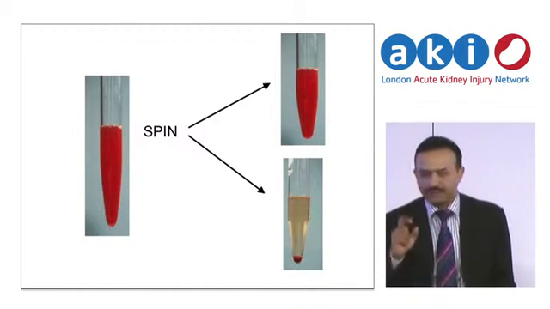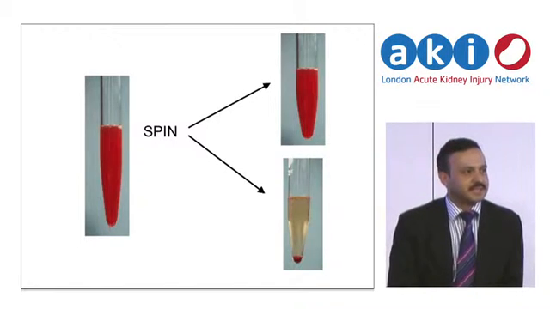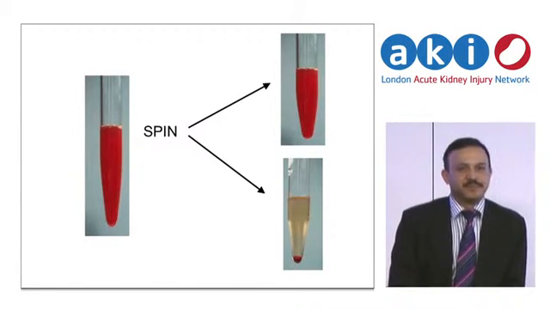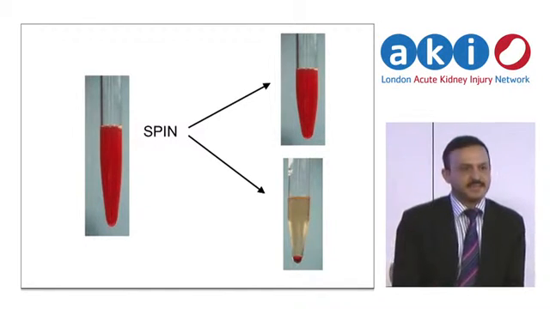So in this patient of ours, we spun the sample, and rather than becoming clear like in the bottom tube, it remained red. So what do you want to know? What's the next test? The red stuff didn't settle down to the bottom, that means it's dissolved. So these are not the cells.